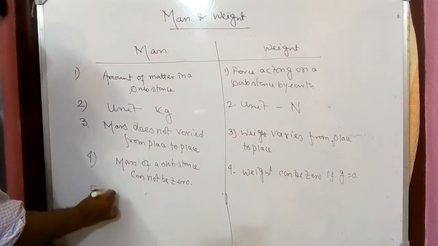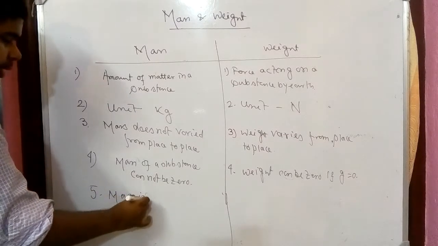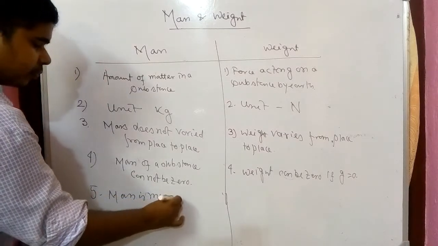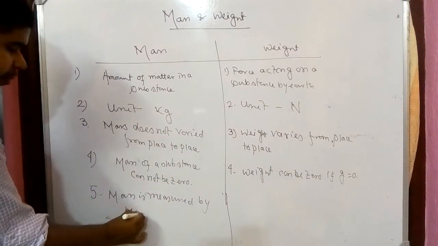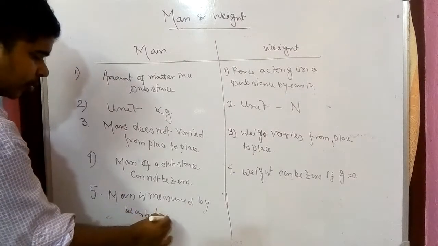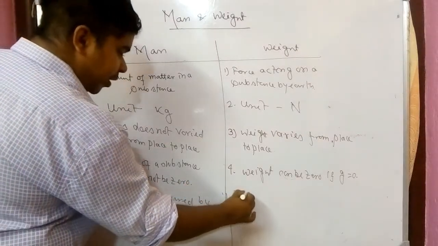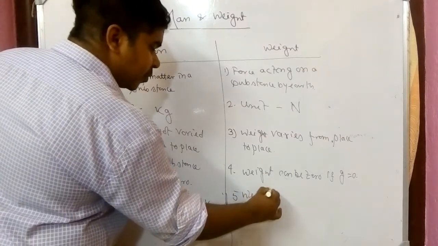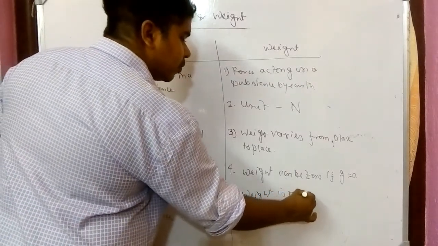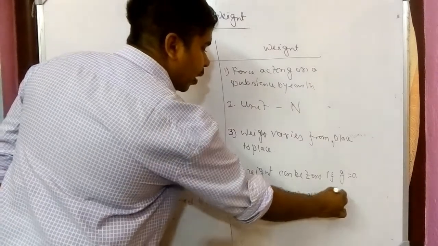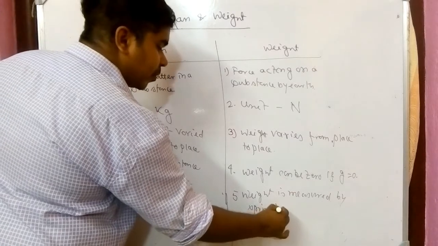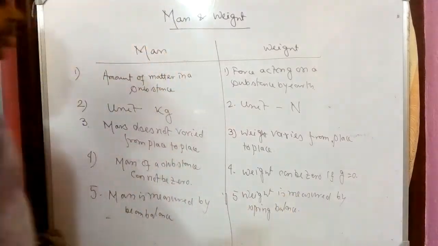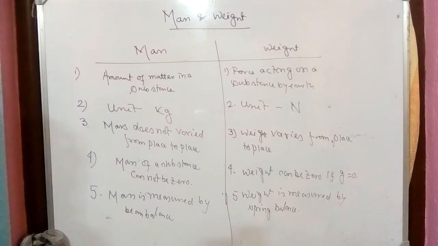Number five, mass is measured by beam balance, whereas weight is measured by spring balance. So these are the common differences we have seen between mass and weight.